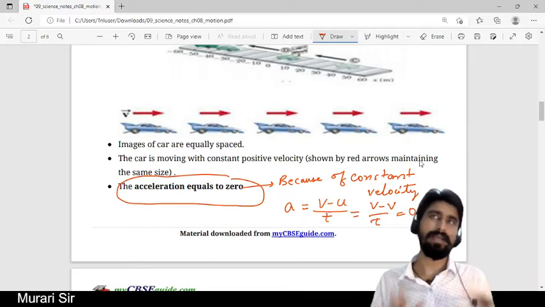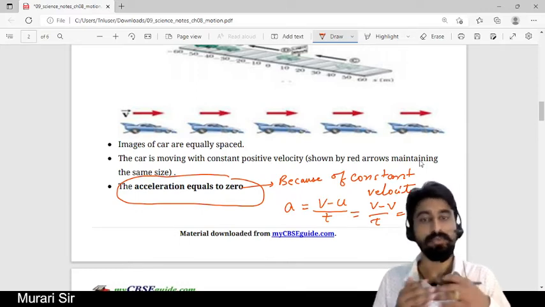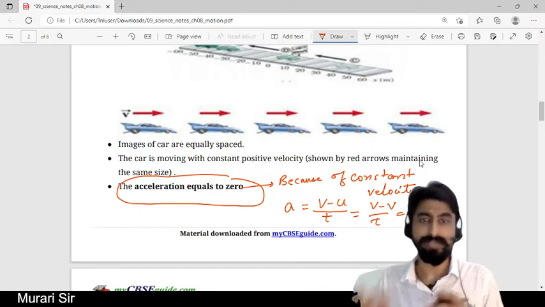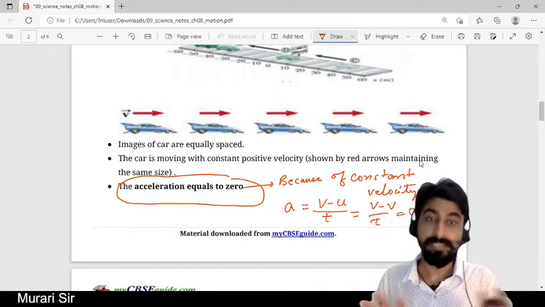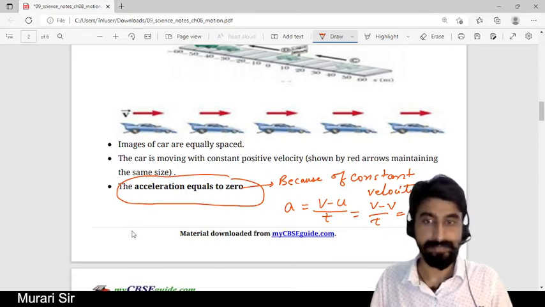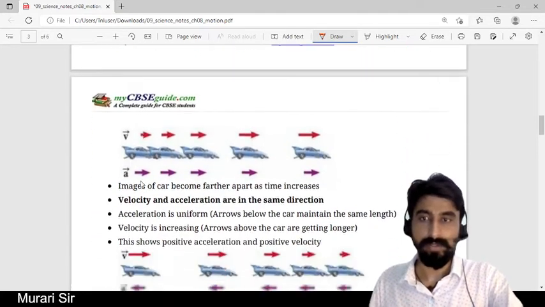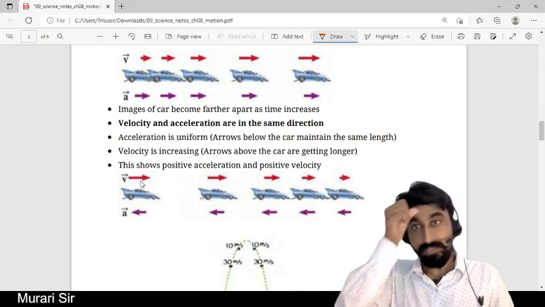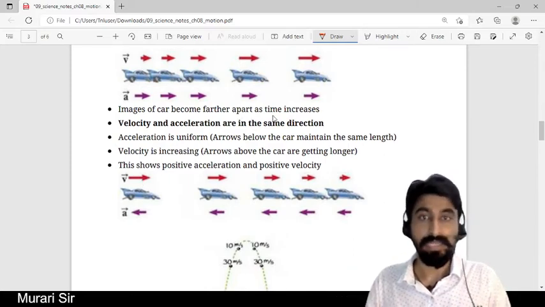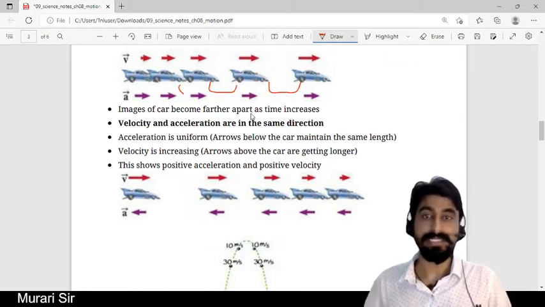Now this is like a bike. It is moving at a 50 kilometer per hour speed. You see it after 5 minutes, it is still moving at 50 kilometer per hour speed. That means the difference is nothing. Then you will say there is no acceleration. Okay, perfect. Next, the images of the car become farther apart as time increases. That means here is more gap, right? That means it is increasing.